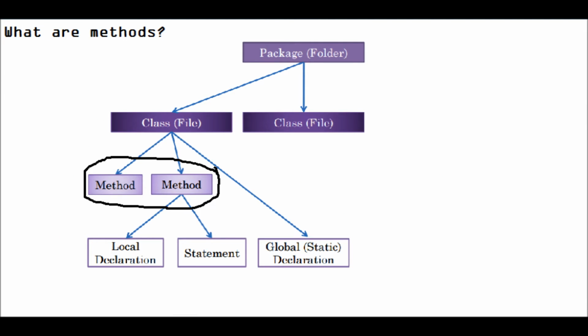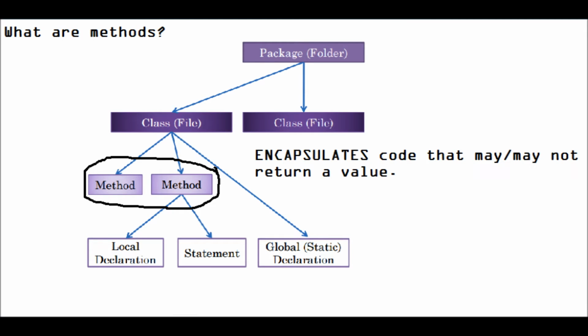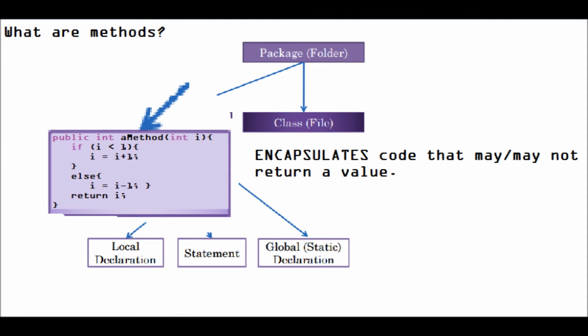So a quick review of what methods are. Methods are these encapsulated pieces of code that may or may not return a value and may or may not accept values. So let's take a look at an example right here. We see this encapsulated code in this method, and this method is public int a method, and that int right there before the a method means that it returns an int value. When you call this method, it will spit out an integer value.